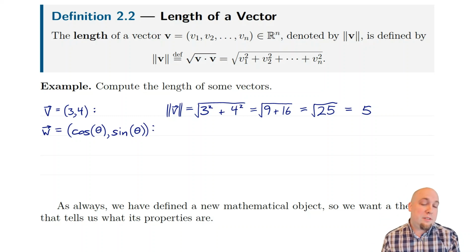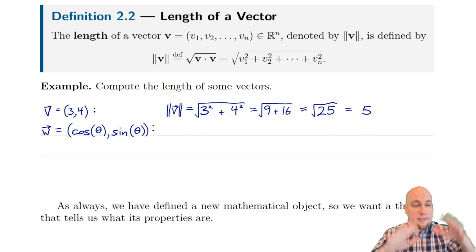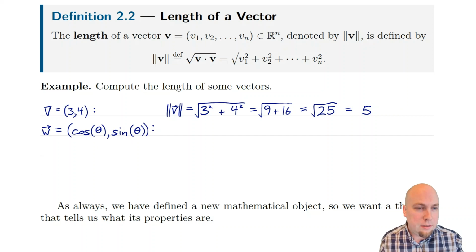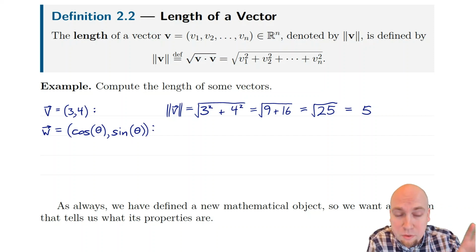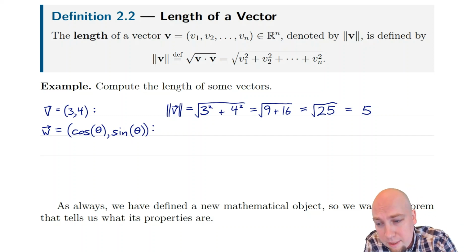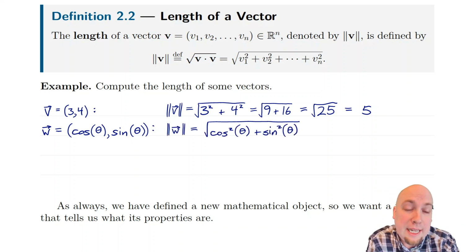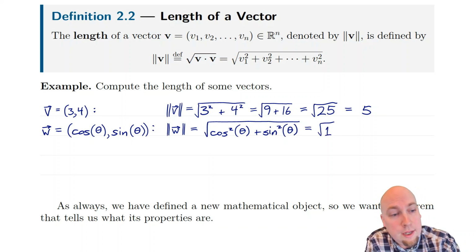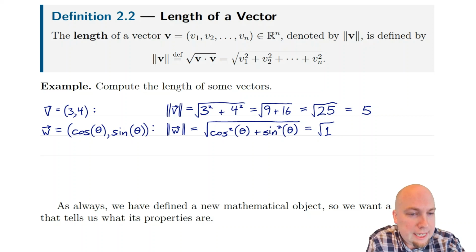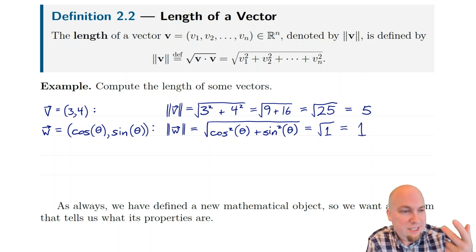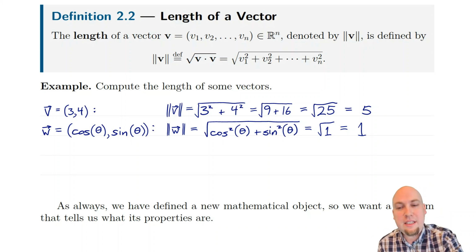What about the vector (cos theta, sine theta), where theta is just some angle? I haven't told you what theta is. Let's compute the length of that vector in terms of theta. Again, just plug into our formula. The length of that vector w is cosine theta squared plus sine theta squared, square rooted. That's everyone's favorite trig identity: cos squared plus sine squared is 1, and the square root of that is still 1. So the length of this vector is 1.